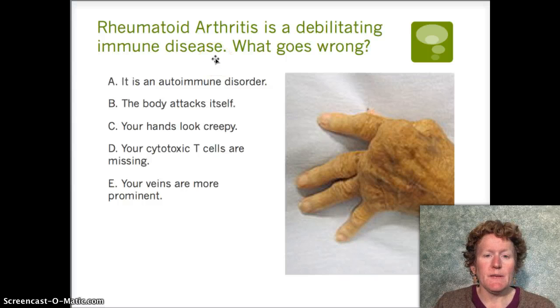Rheumatoid arthritis is a debilitating immune disease. What goes wrong with our immune system?